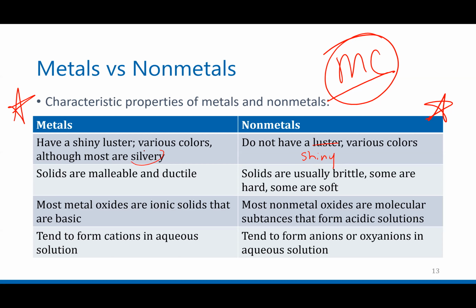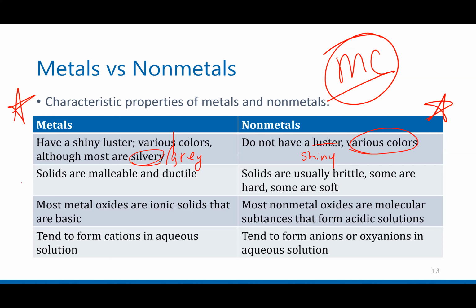Most metals tend to be silver or gray. Non-metals can be any color. Chlorine is green, bromine is red, oxygen has no color. Okay, so talking about their shininess or their colors, metals are shiny and usually gray or silver. Non-metals are not shiny and they can have lots of colors.